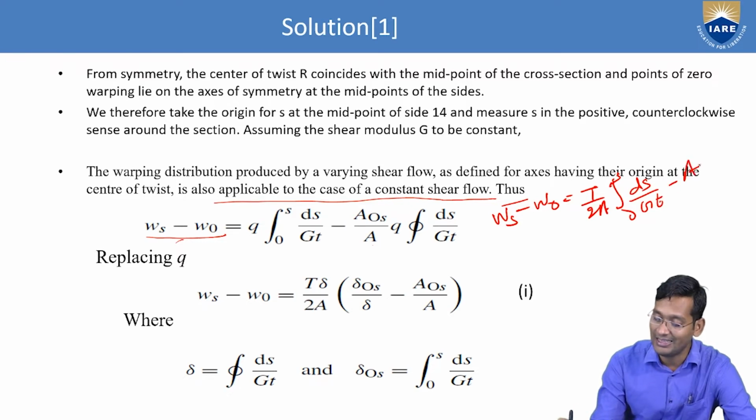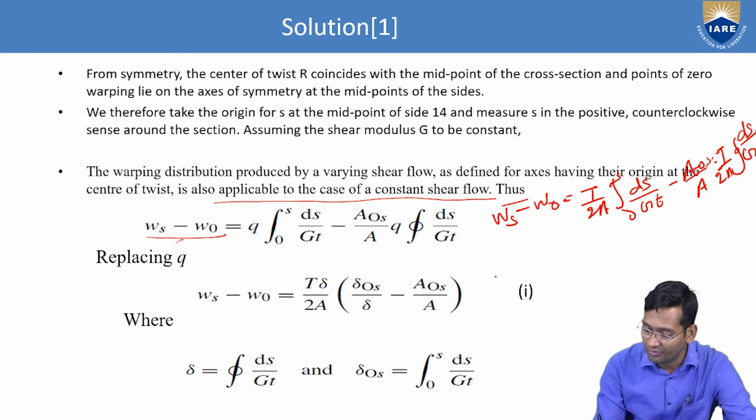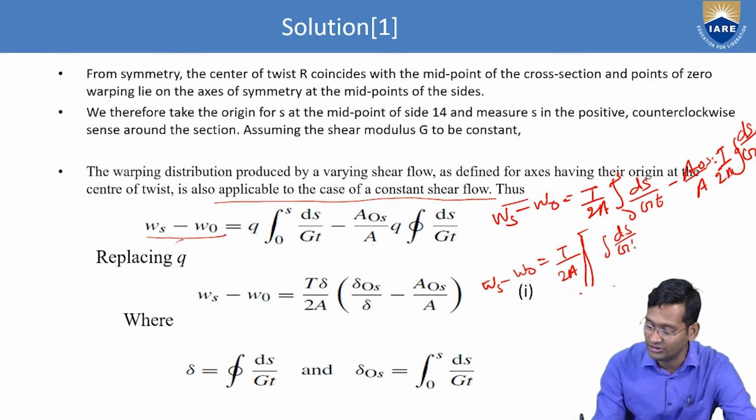Minus A_OS by A into Q. So again Q, what? T by 2A. So S by A into T by 2A, closed integral of ds by gt. Okay, this is there. So now what we have to do? Take T common. After taking T by 2A common, what will we get? W_S minus W naught equals T by 2A common. Then what is left here? That closed integral of ds by gt.